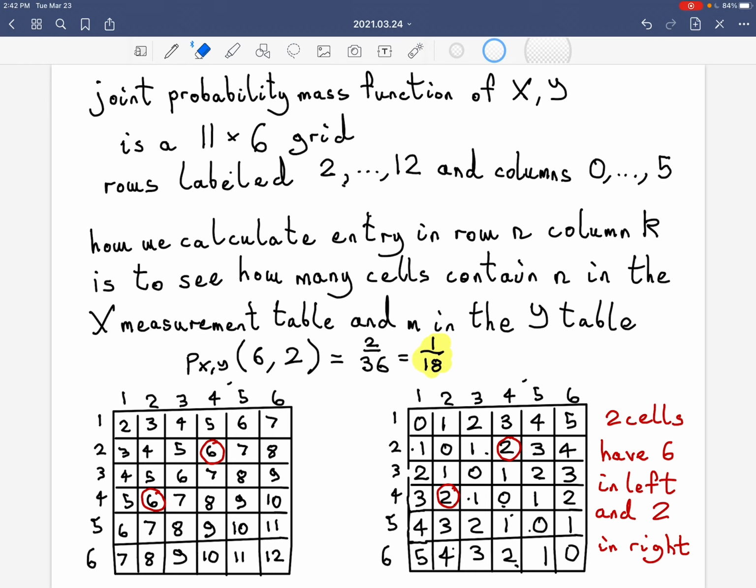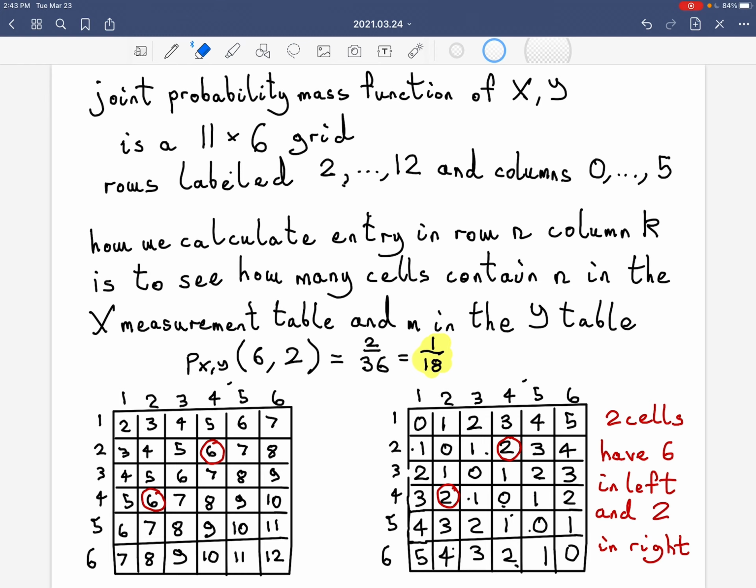And then what we need to do with the columns is label them by possible values of y. So you can see I have the measurement table for y written on the bottom right, and I have possible values 0 through 5. So in my joint probability mass function, I would have an 11 by 6 grid. The rows would be labeled 2 through 12, and the columns would be labeled 0 through 5.